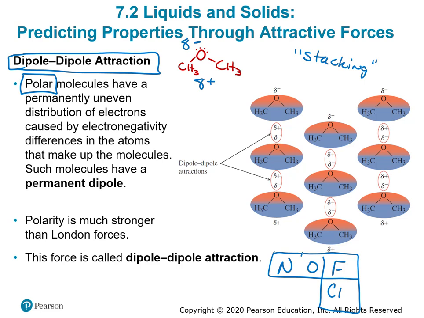So any molecule that has a nitrogen, oxygen, fluorine, or chlorine is going to have some of this imbalance in terms of its bond sharing, and this slight positive and negative charge that you're going to see. So that's all you look for.